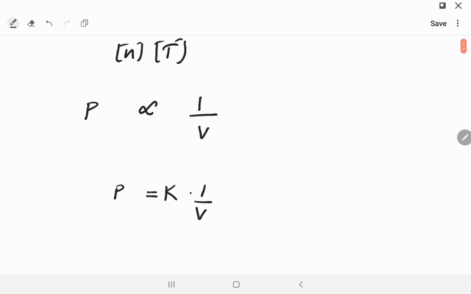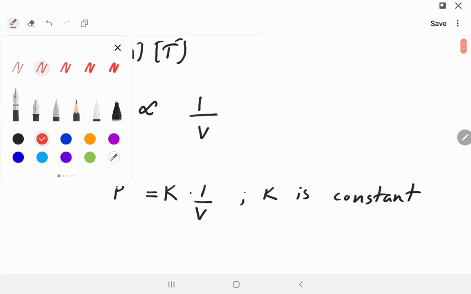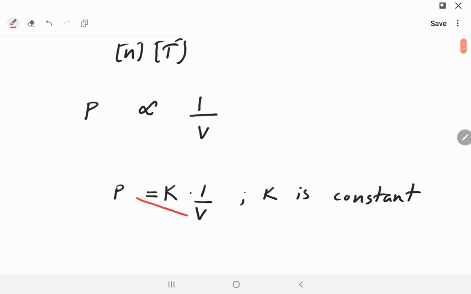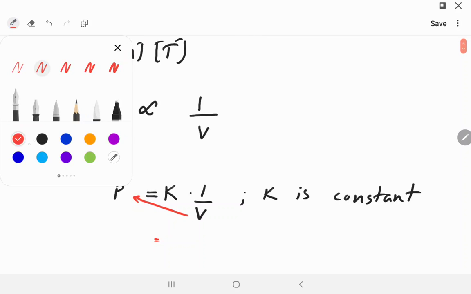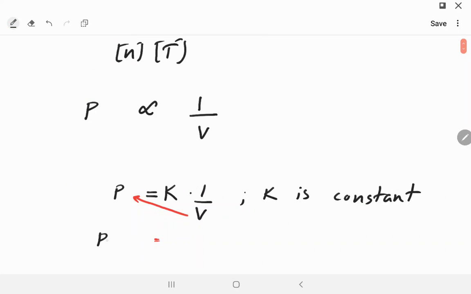This is the equation that we have from our relationship. And of course, k is a constant. And here is the thing, okay? Let's take V to the other side. If you want to take V to the other side, you can cross multiply V and it will come to the top. So what you have is PV, P times V equals k. This is what you have now.